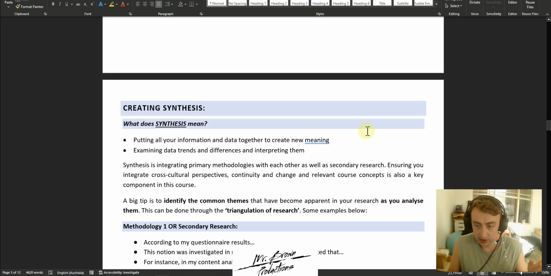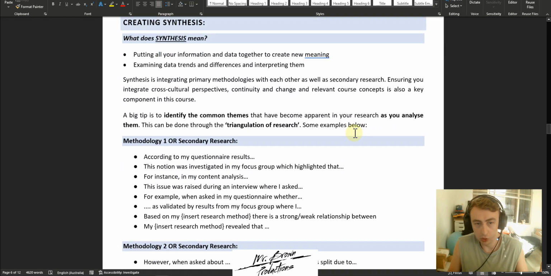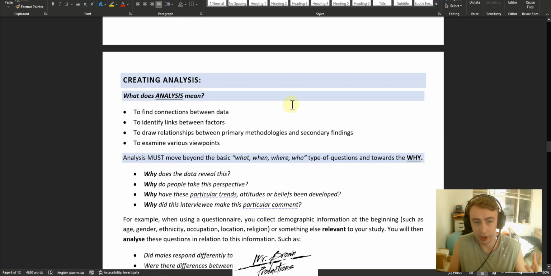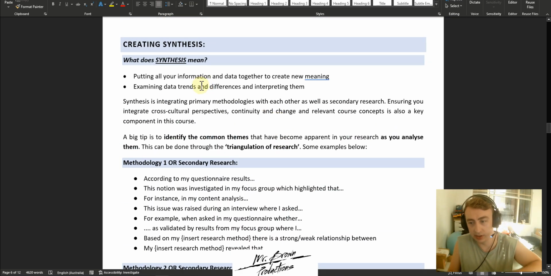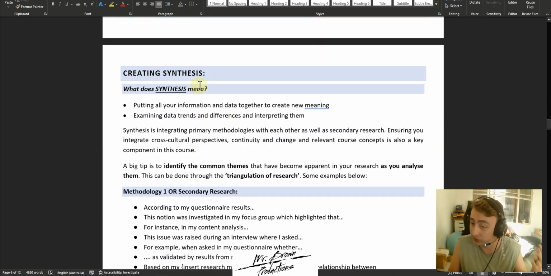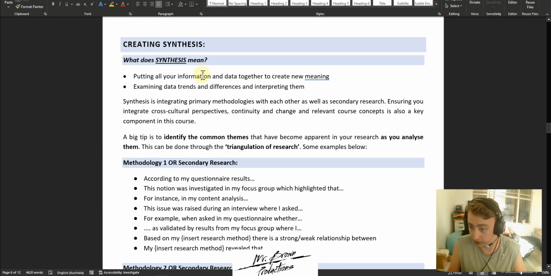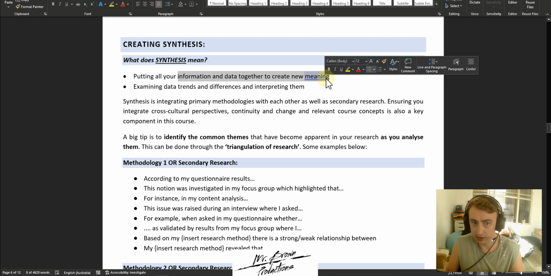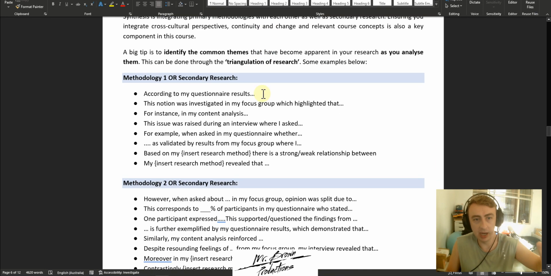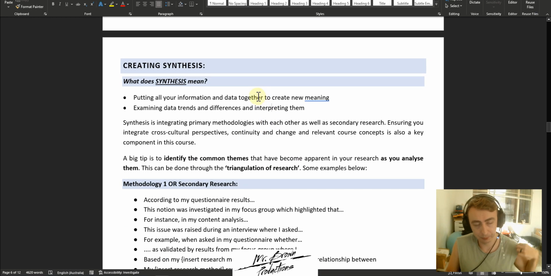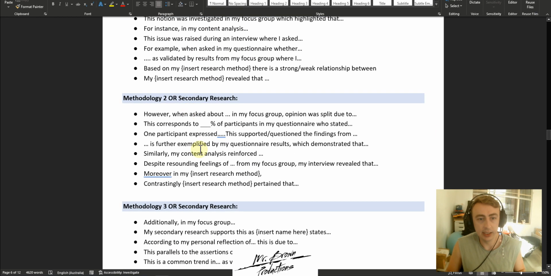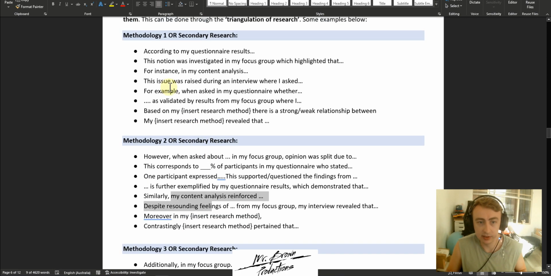The last thing I wanted to quickly chat about is a bit more on synthesis and a bit more on analysis. These guides you can see on these two pages are also in your Big Brain book as well, so you can feel free to annotate and use it from there. This is just a bit more information about what synthesis is, but we know it's putting all your information together to create new meaning, and examining data and differences and interpreting them. The main great thing about this scaffold is that I've given you a lot of exemplar statements of how you can show the marker that you're synthesizing.